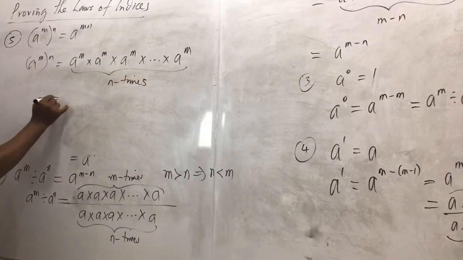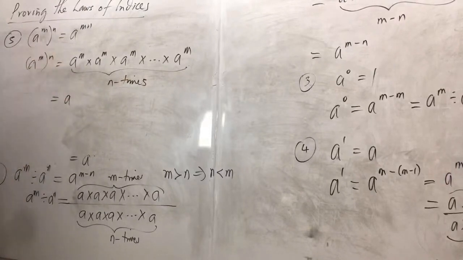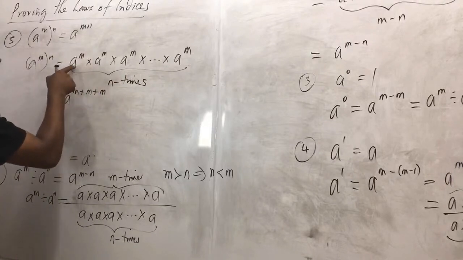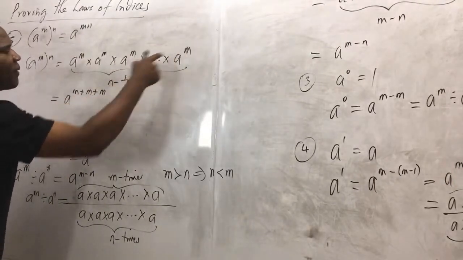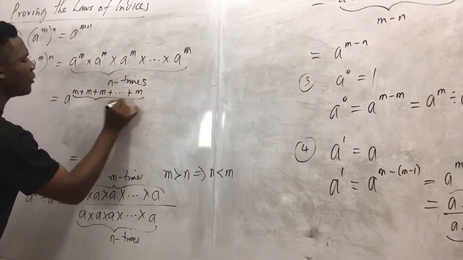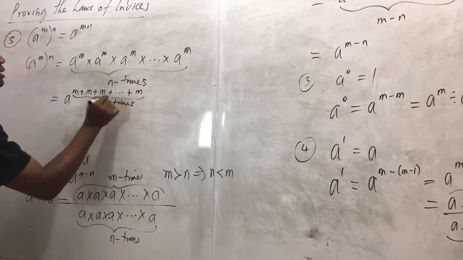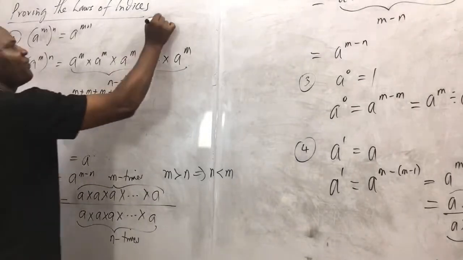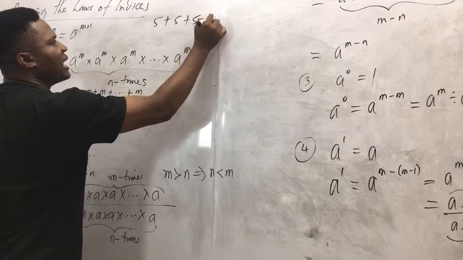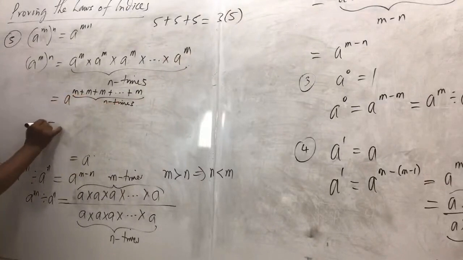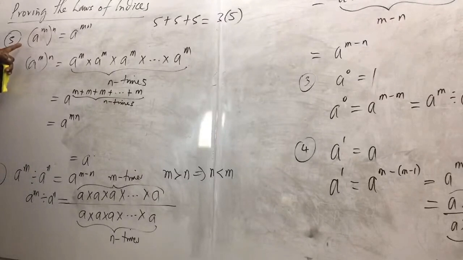And that means by the addition law of indices, this will be m plus m plus m. All the powers, since they are the same base, will add up. How many times? The powers will add up n number of times. And when you add a certain constant a fixed number of times, so if I add 5 3 times, adding 5 3 times is the same thing as 3 times 5. So adding m n times is the same thing as mn. So that proves this law.